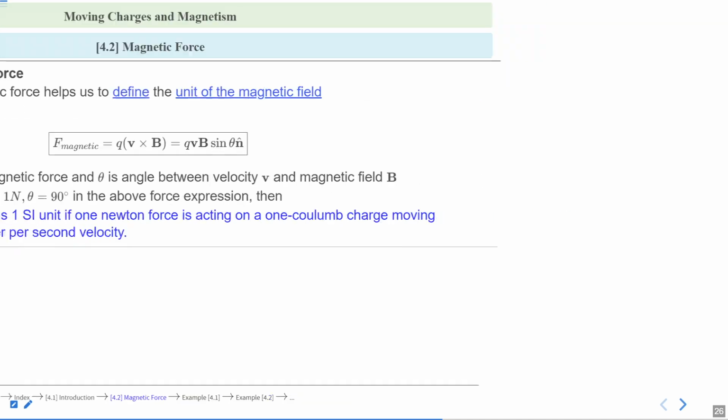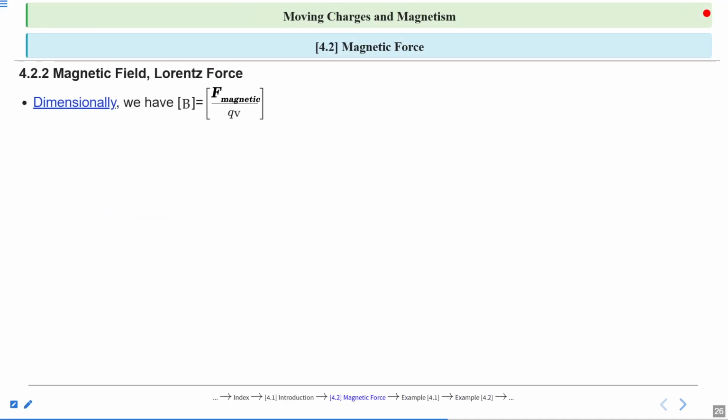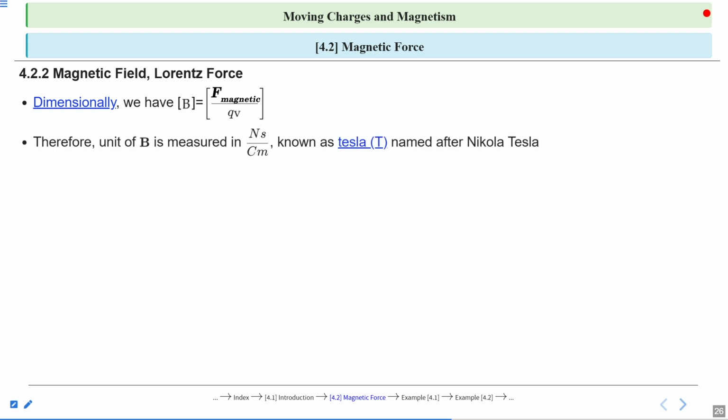Now we can see what the unit of magnetic field is. Dimensionally, we cannot consider the sin theta because it is dimensionless. So dimensionally B can be represented as magnetic force upon qv. Therefore the unit of B is measured as Newton second, or put all the units of force, charge and velocity, you will get Newton second upon Coulomb meter. This unit is known as Tesla, named after Nikola Tesla. So the unit of magnetic field is Tesla.